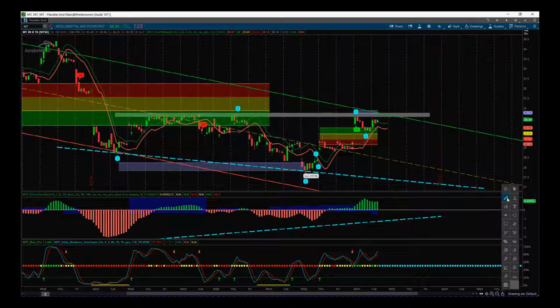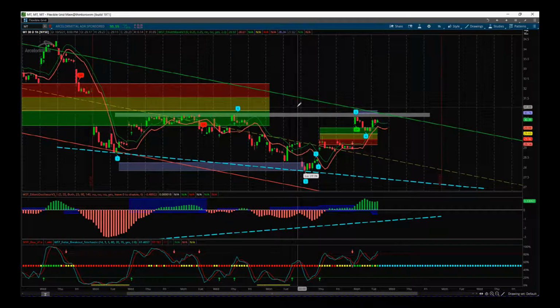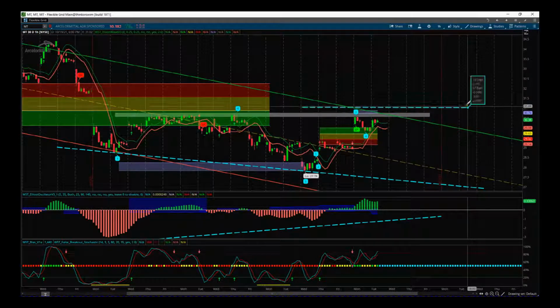I'm just going to draw that on this 60-minute, and then we're going to go back on the weekly and see what it looks like. So we're going to probably look for a 31.03. Okay, I'm going to change that to green.